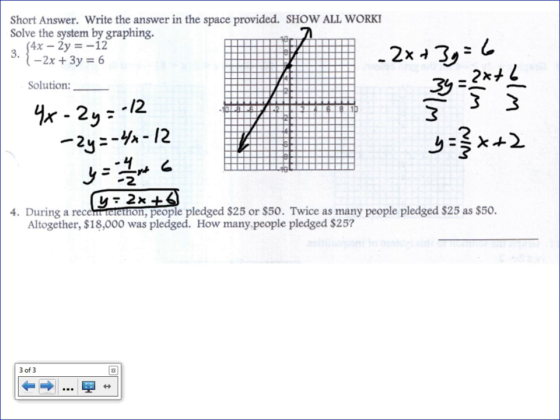Okay, and so y equals 2/3 x plus 2. I got a graph, so there's 2, up 2 over 3, down 2, left 3. So it looks like they intersect right there. So 1, 2, 3, 4, 5, 1, 2. So it looks like to me that it's 5, -2.